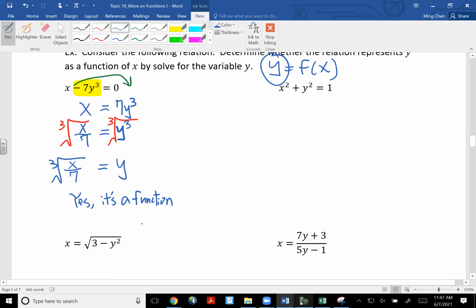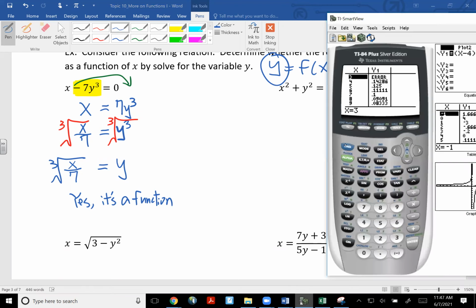If it is a function, then you can graph it in the calculator. See, I'm gonna go to math. I'm gonna do number 4. This is a cube root function. And inside that parenthesis, I'm gonna do x over 7, close parentheses, right? And graph it. It looked just like the regular cube root of x. It looked just like the one drawn in topic number 7.